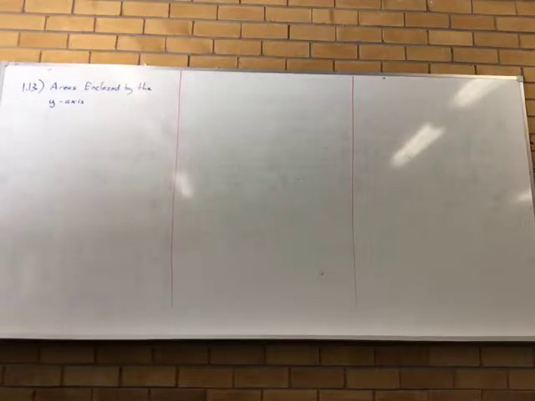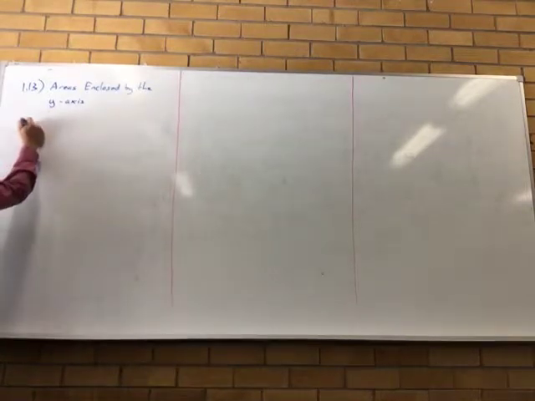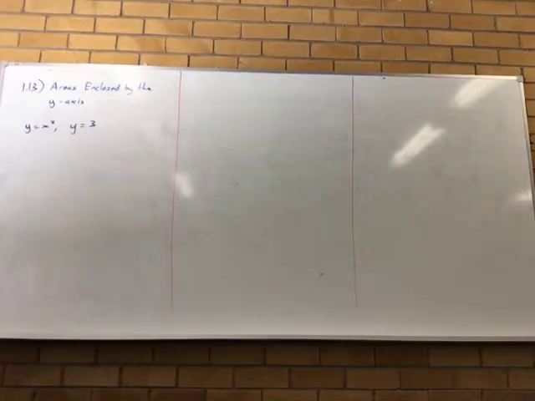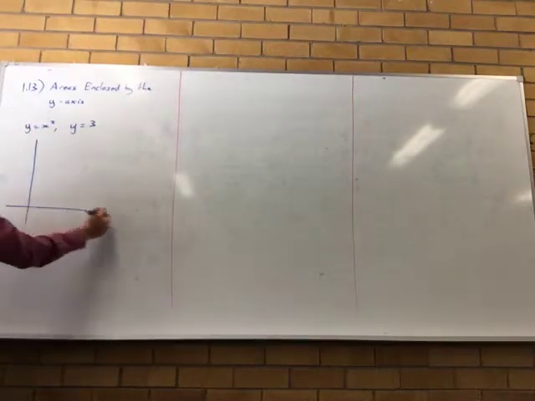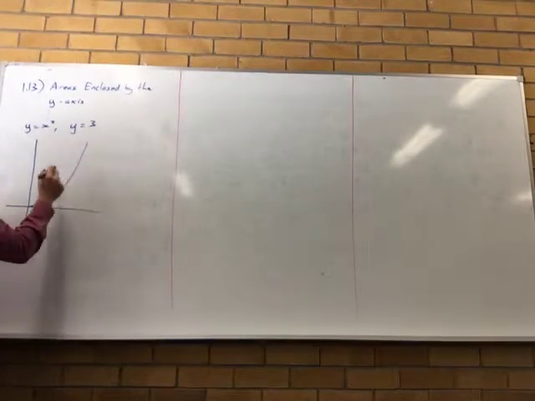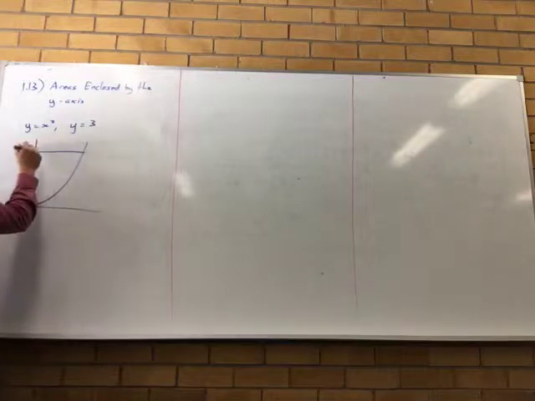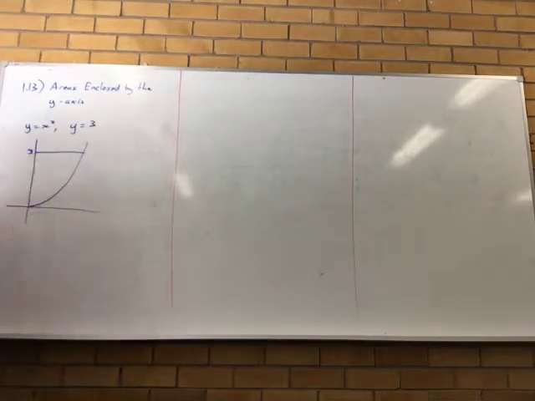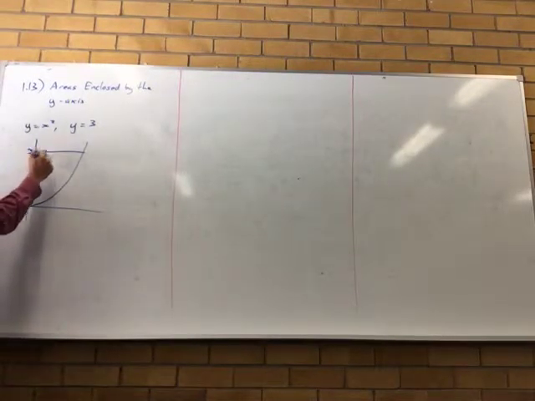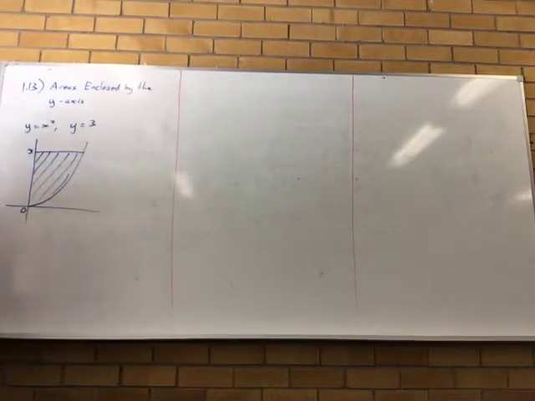Find the area bounded by the curve y equals x squared and the line y equals 3. Alright, so y equals x squared and bounded by the line y equals 3. Okay, so we should all know what y equals x squared looks like. The line y equals 3. Okay, the line that cuts the y-axis at 3. Okay, of course we've got that bound at the origin as well. So we are finding that area there.